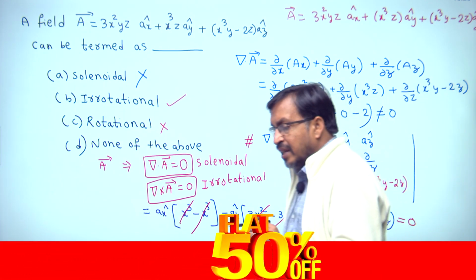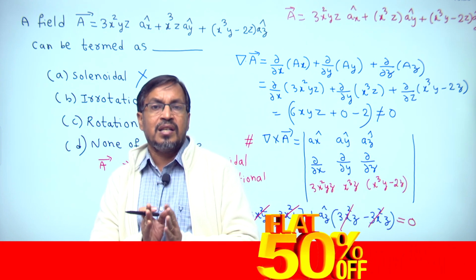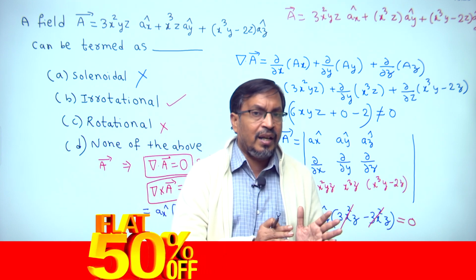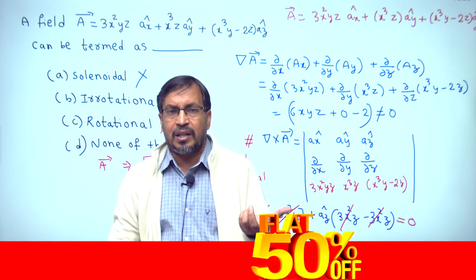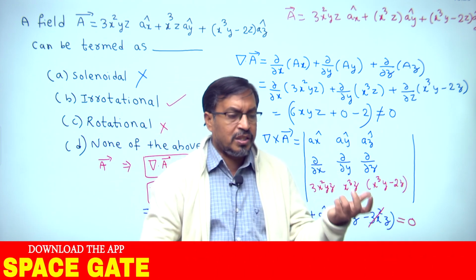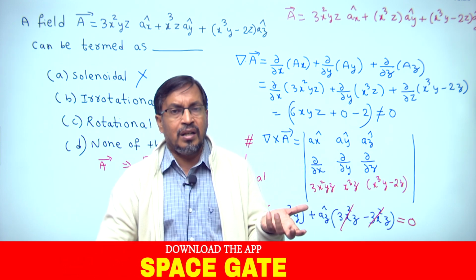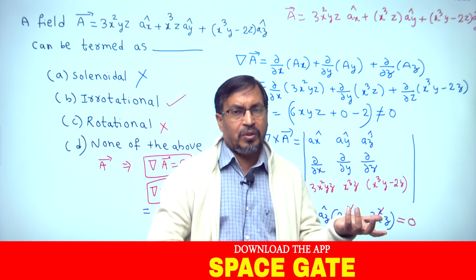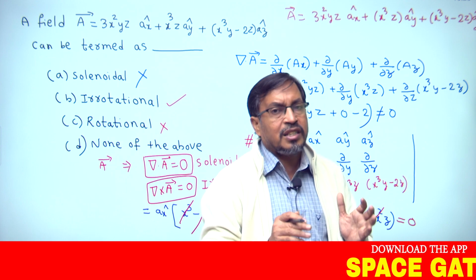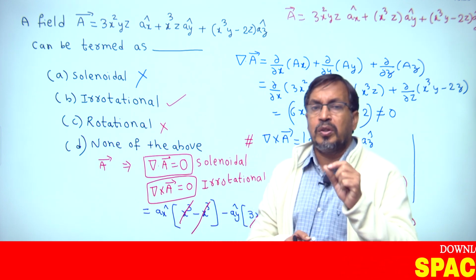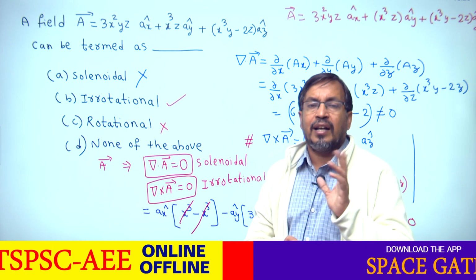So, students, once again I am telling, most of the questions in vector analysis ask whether it is solenoidal or irrotational. In some exams they will give a vector and ask whether it is solenoidal and irrotational, solenoidal and rotational, not solenoidal and not irrotational, like that also. So, if they ask such a type of question, you must do two operations. One is divergence, the other is curl operation.